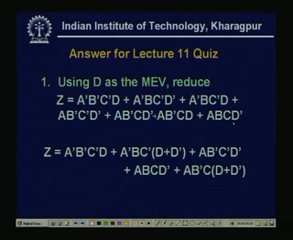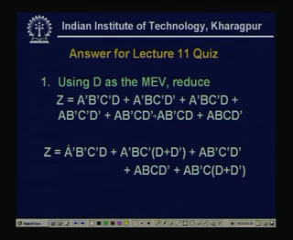Now, last day we discussed the map entered variable. That is a technique which reduces a larger number of variables to a lower number. Here the Z function is a 4 variable function, A B C D. So now we can rearrange this function like this.